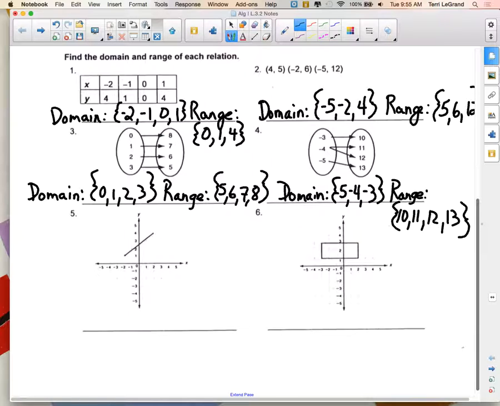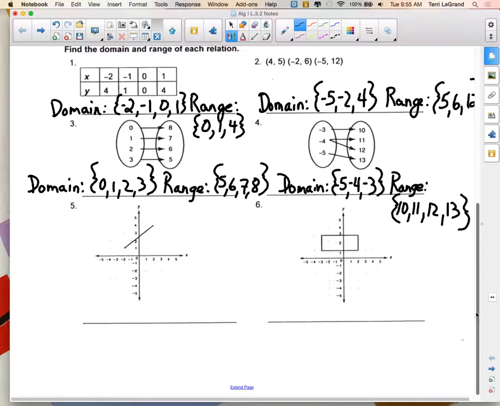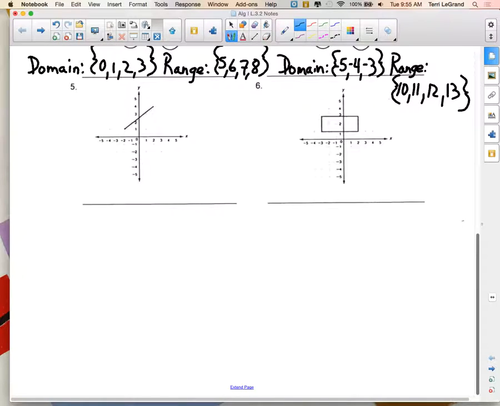Okay, well notice what we were able to do with all of these. They are all discrete. We were able to list individual members of the domain and individual members of the range. Tell me something about number 5. Do you think that looks like a discrete graph? That's continuous, isn't it?